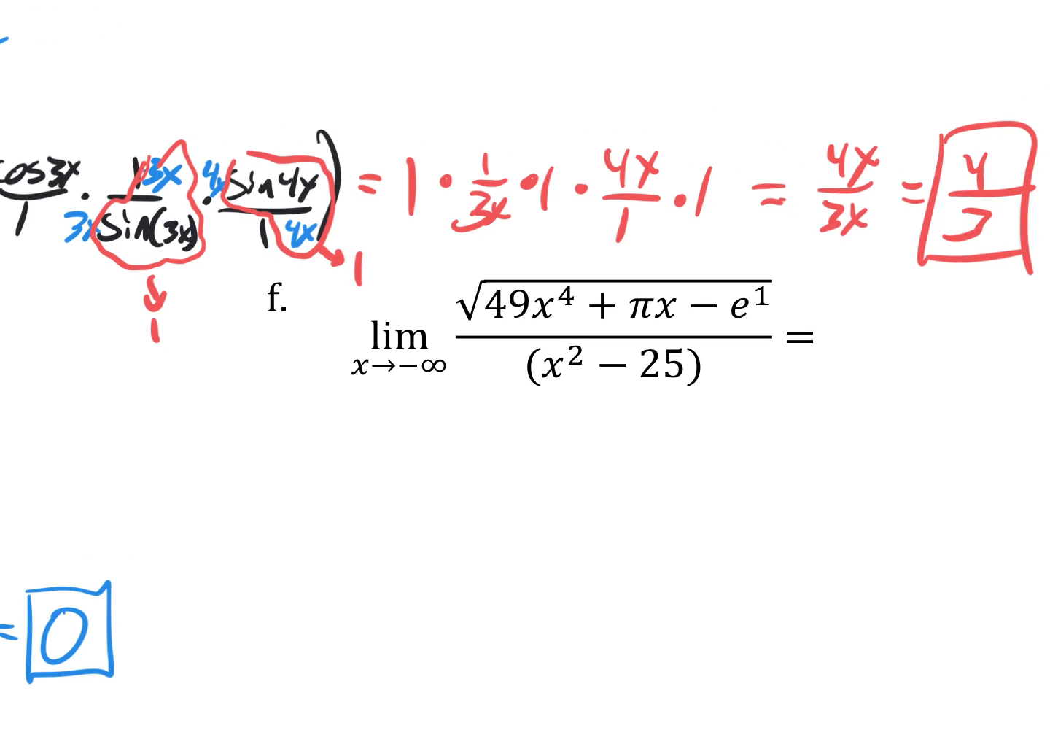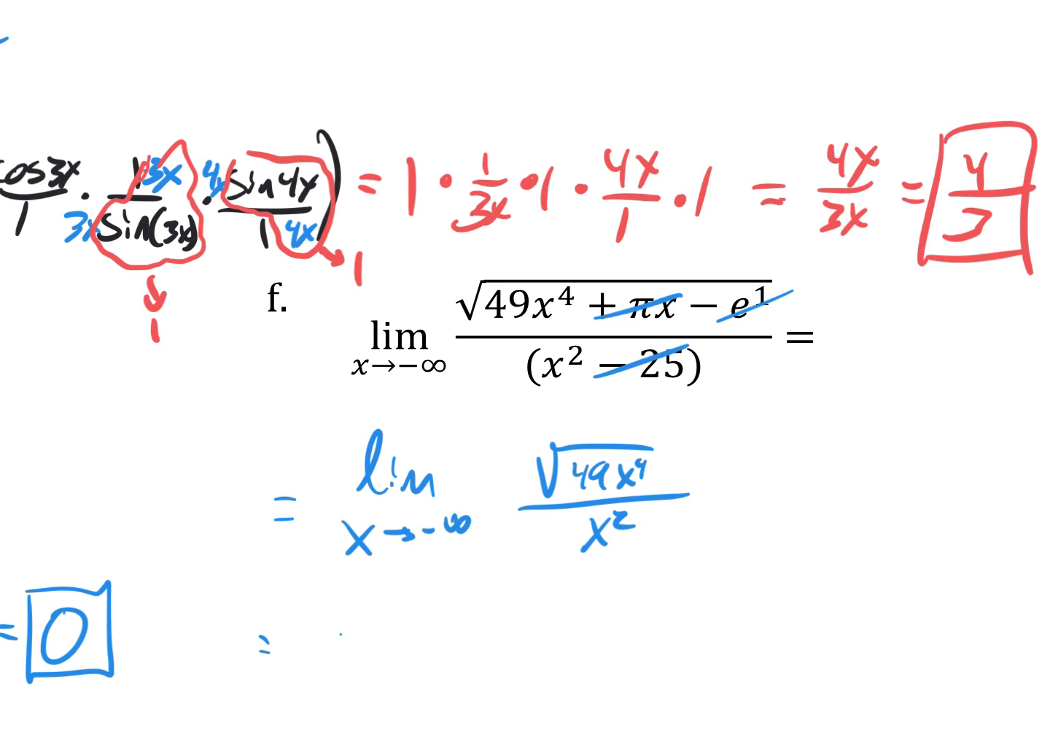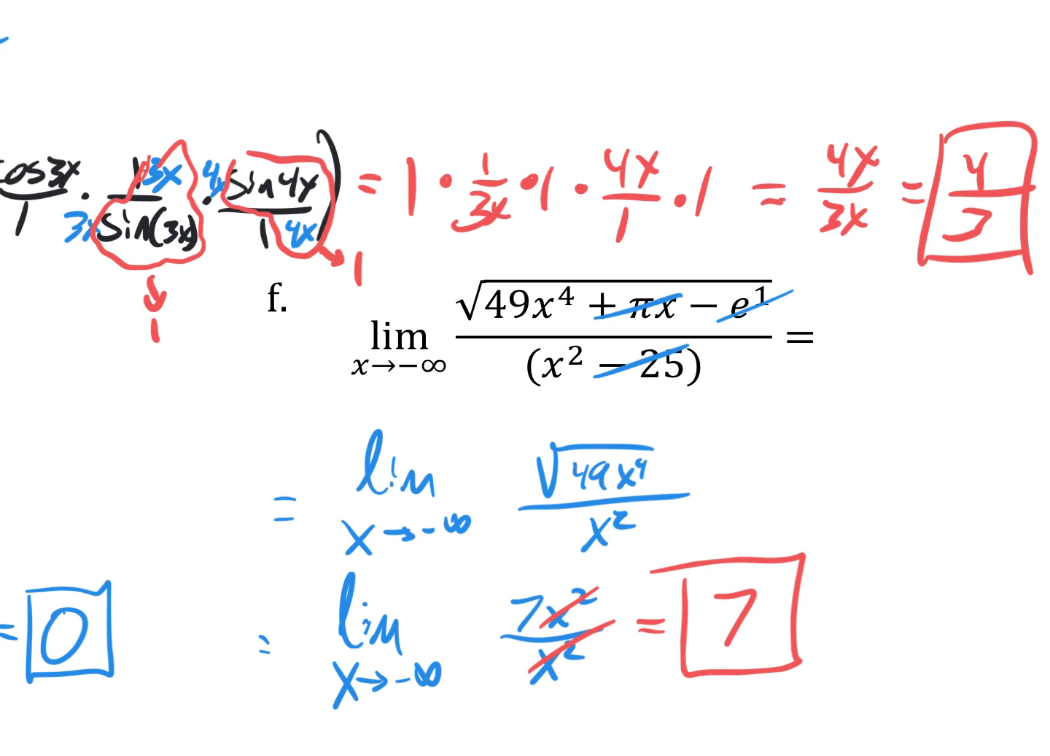How about this one? As x goes to negative infinity, again, the small terms on top don't matter, and the small term on bottom doesn't matter. Leave the square root around. Don't get rid of that square root yet. So we've got the square root of 49x to the 4th all over x squared. And so this is the limit as x goes to negative infinity of 7x squared over x squared. And good news, those just cancel. Doesn't matter if it's positive or negative infinity. And this is 7. All right, that's how that works.